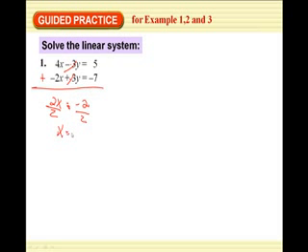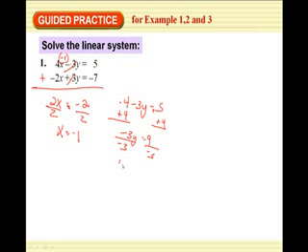Divide by 2, x equals negative 1. We'll put it into this top one up here. We'll put a negative 1 in right here. So negative 4 minus 3y equals 5. Add 4, negative 3y equals 9. Divide by negative 3, y equals negative 3. So negative 1, negative 3 is my answer.